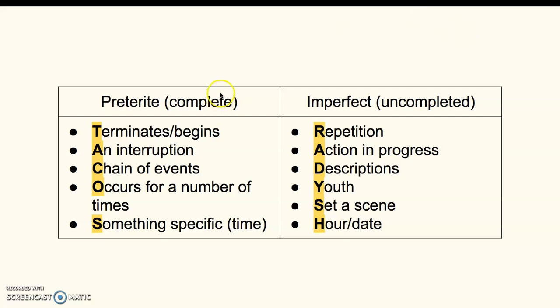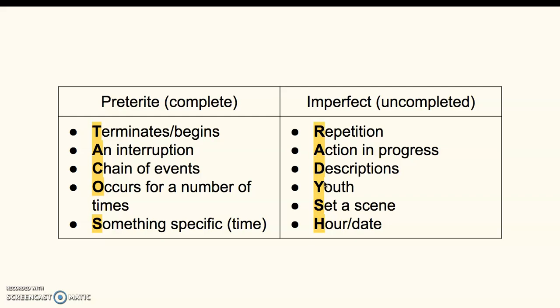The major difference, which you can see up here, is that preterite is completed action and imperfect is uncompleted actions. Then you can remember the rest of the ways each is used with the acronyms TACOS for preterite and RADISH, but with a Y, for imperfect. Let's start with the preterite. T is for terminates and begins, then an interruption, a chain of events. It occurs for a number of times or something specific, like the time.